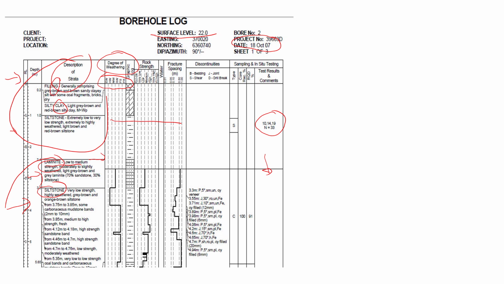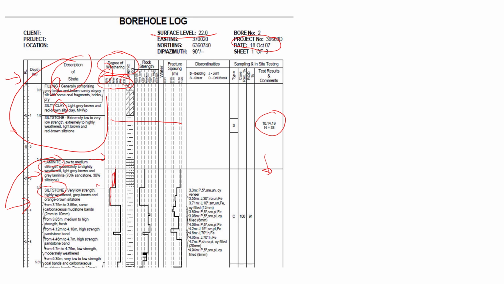You will see that it varies from extremely weathered, which is EW, to fresh, which is here. There is a different gradation of weathering, and I'll probably have a different video about degree of weathering. Just please keep watching my channel. And then you'll see how it is presented here. It's very different from what we saw for soil borehole logs. You see, these are vertical lines.